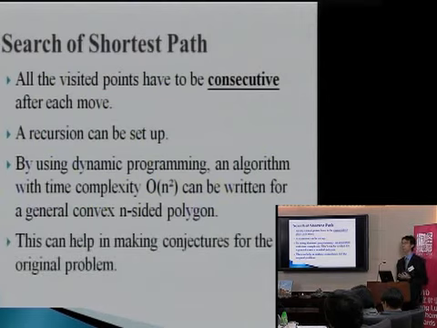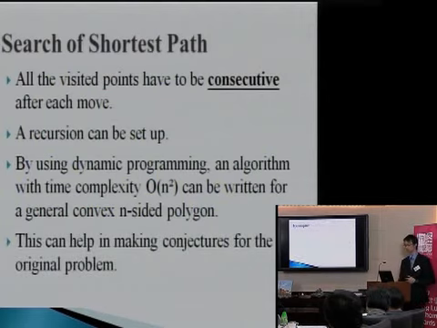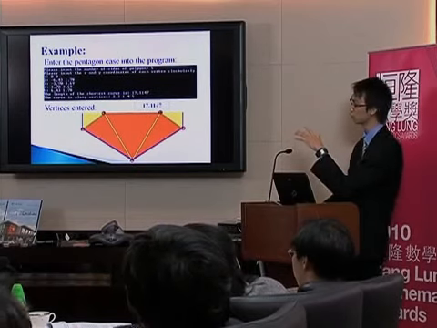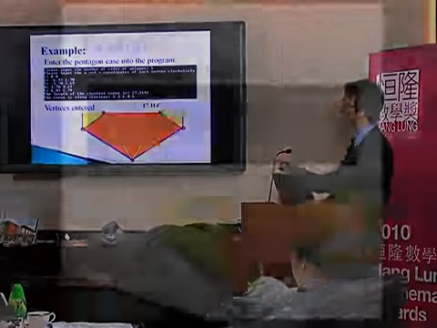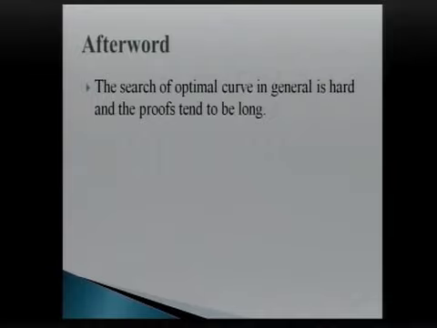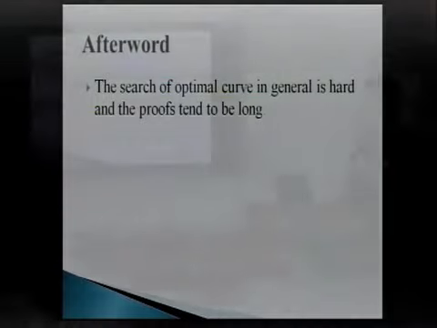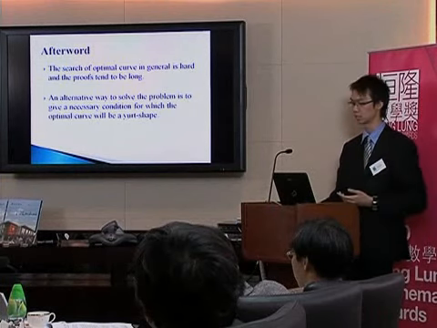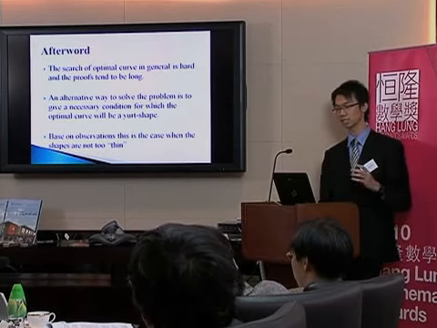And this indeed helps a lot in making conjectures for the original problem. For example, I initially conjectured that the pentagon case in the green line may be shorter than the blue line. But eventually, I realized that the green line is 17.11, but the blue line will be 17.16. So we can show that the optimal curve for this pentagon is indeed the green line. So the search of optimal curves is in general hard, and even for a simple case is quite tedious. So an alternative way is to give a necessary condition.